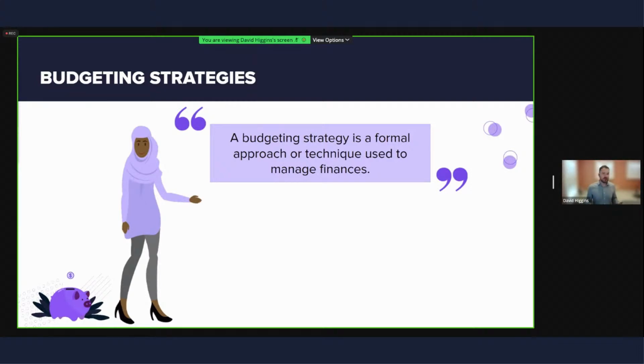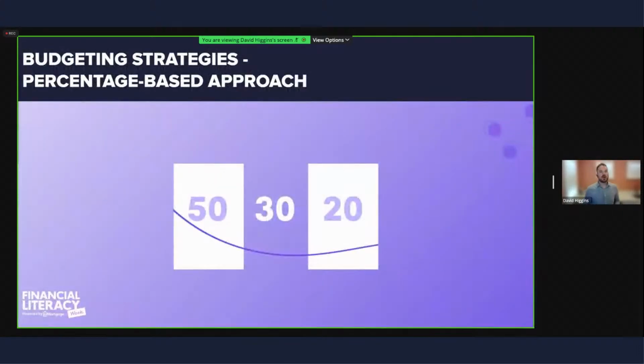There are tons of different strategies out there, but I encourage you all to do your own research or just get creative and come up with a strategy for yourself. Maybe pulling a couple threads from a few of these different ones that works for you. So let's take a look at a couple of the different strategies here.